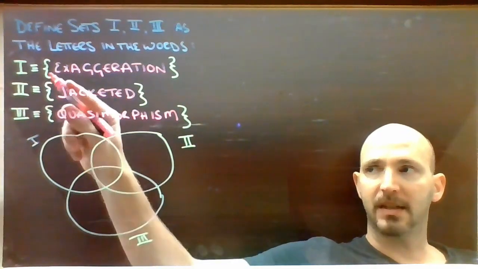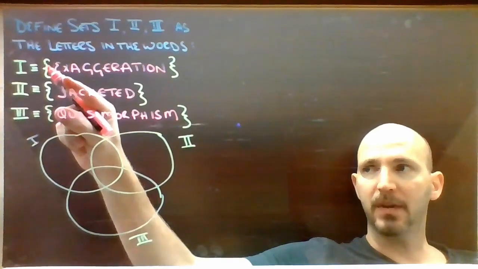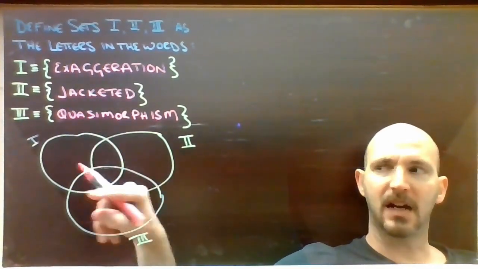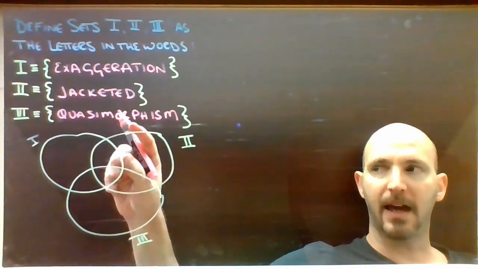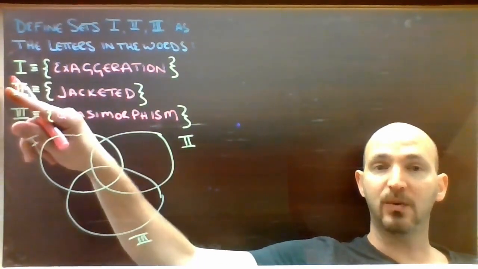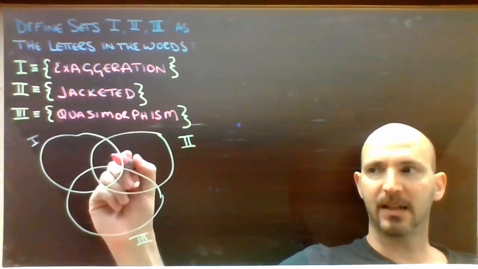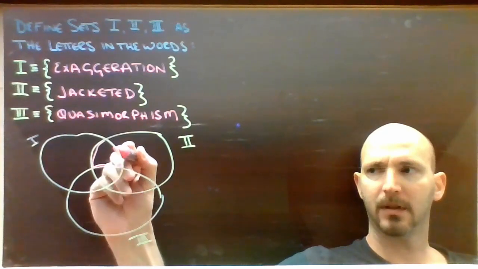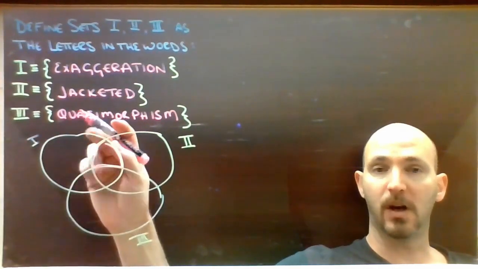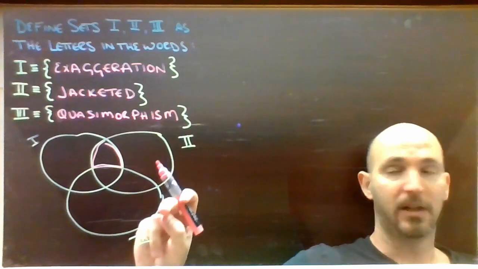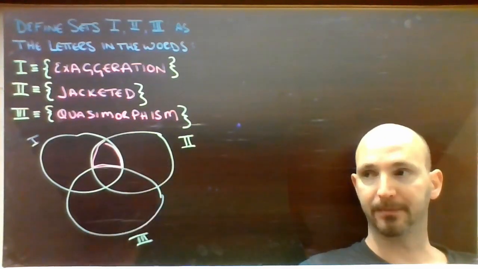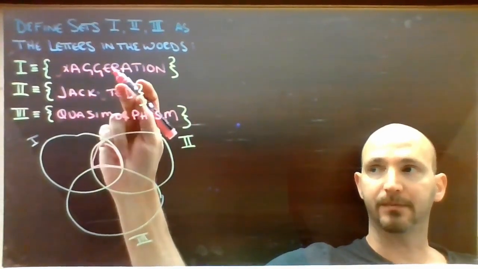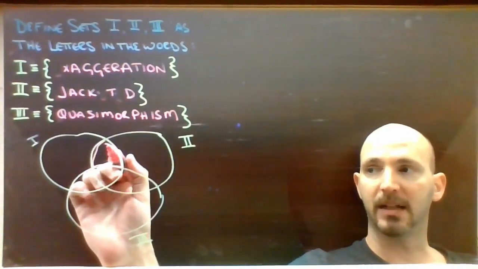You notice that there is an E in both exaggeration and jacketed, but not quasimorphism. So in this diagram, the place where I am in 1 and 2, but not 3, is right here. This segment here. Notice it is within the circle for 1, within the circle for 2, but not inside the circle for 3. So since that E is located in this word and this word, I'm going to put it in that section.